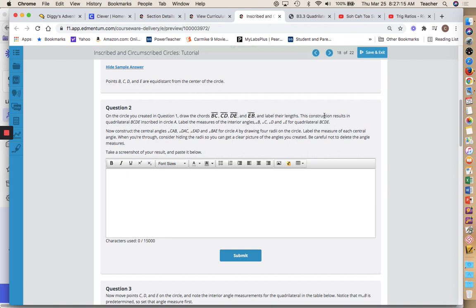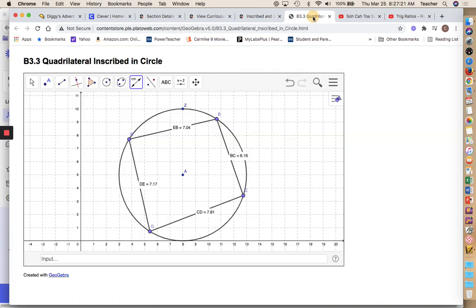All right, so the construction results in a quad inscribed in a circle. Label the measures of the interior angles. All right, so now I got to find the angle measures. So I'm going to come back up here to angle. Remember, you're going in a clockwise motion. So to find B, I got to click on E, B, C. To find C, I got to click on B, C, D, then C, D, E, and D, E, B. So let me move these so you guys can see them. And of course, yours are probably going to be different than mine. It would be next to impossible. It's like hitting the lottery if yours were exactly like mine.